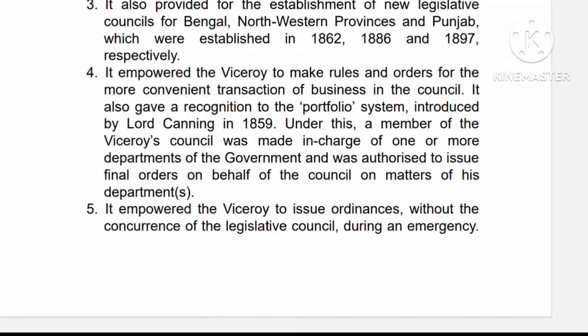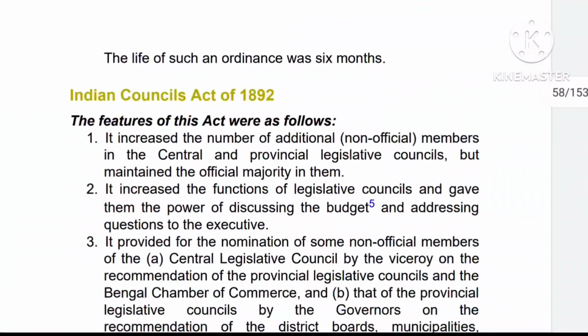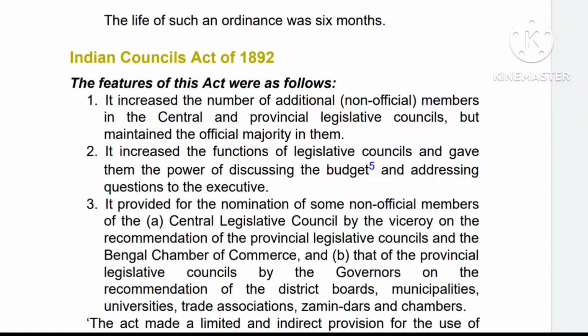Number 5. It empowered the Viceroy to issue ordinances without the concurrence of the Legislative Council during an emergency. The life of such an ordinance was 6 months.